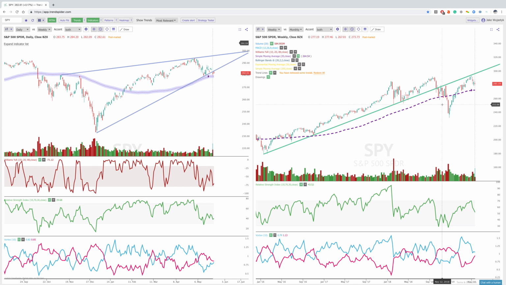So from a divergence perspective, we can see we did barely test these all-time highs here, but we had lower highs on the RSI. So here we had 75, and then here we topped out at 70. So this is showing negative divergence. We've got higher highs and then lower highs here, and we have the blue about to cross the red.